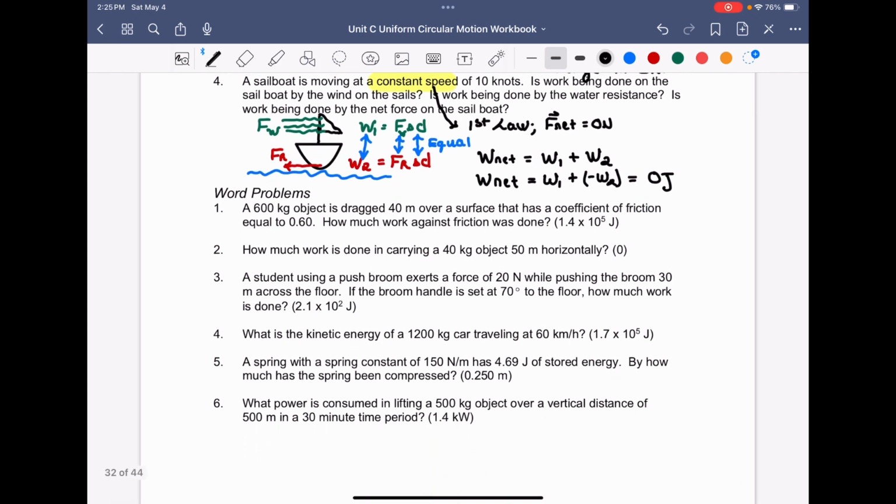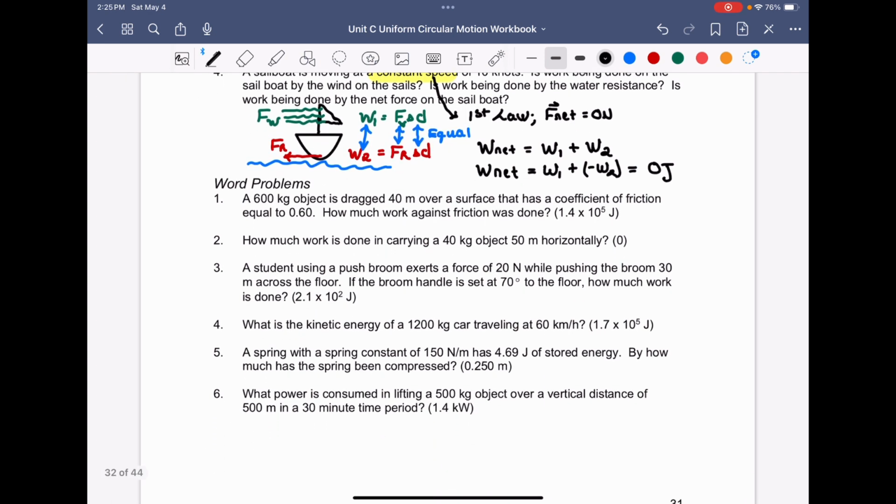Okay, now we go into the word problems here. The word problems, there's 6 of them here. I'm going to just go to our next page because I've actually created room to solve these. In your notes, it's kind of the same way.